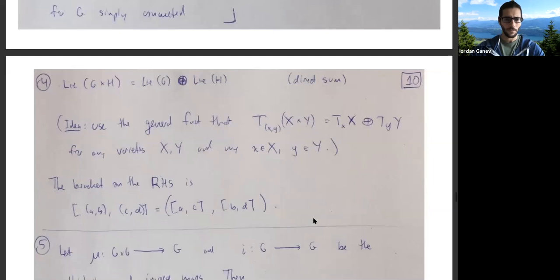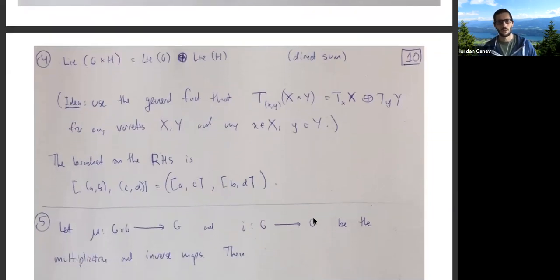Okay, fact 4. If we have two groups, G and H, then their product is again a group. We have the direct product of groups. And the Lie algebra of this product of groups is the direct sum of the Lie algebras. This is coming from the general fact that the tangent space at a point in the product is the direct sum of the tangent spaces. So I think this was an exercise in the section on derivations. I'm not sure if I assigned it or not, but anyway, you can look back to that section on derivations and convince yourself of this fact.